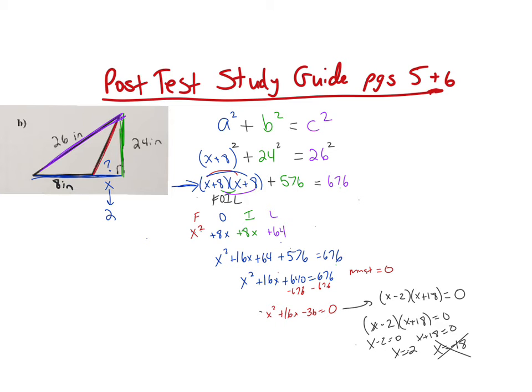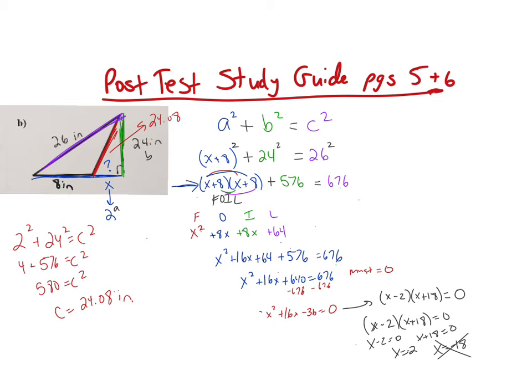Now I'm going to find this red piece using the same idea, but this time this is my A, this is my B, and the red piece is my C. So I'm going to have 2 squared plus 24 squared equals C squared. So I get 4 plus 576 equals C squared. So I get 580 equals C squared, square root both sides. C is going to be equal to 24.08. So I did all that work to find out that this piece is 24.08.